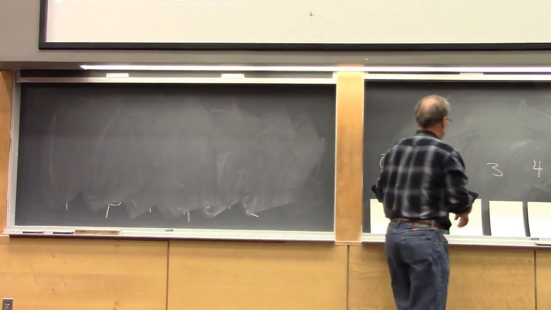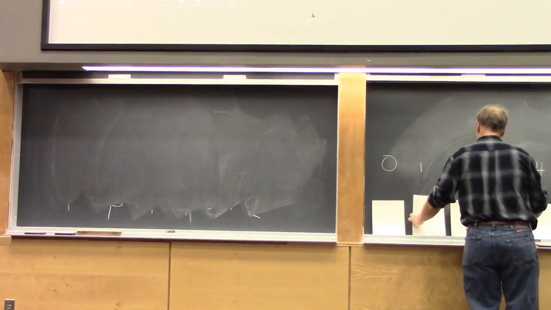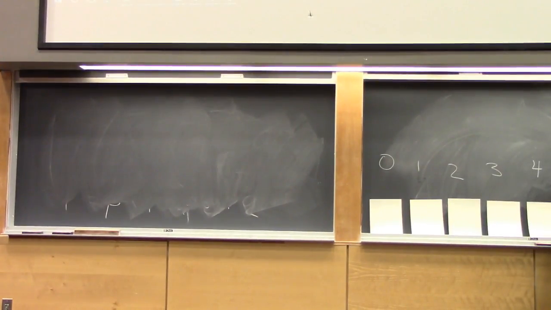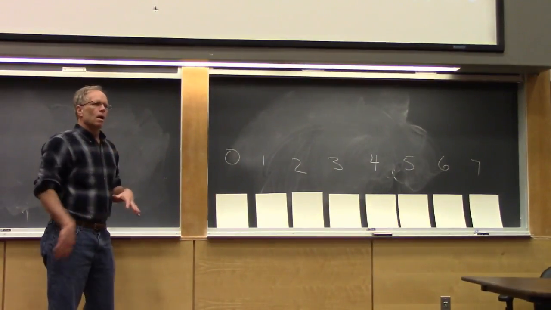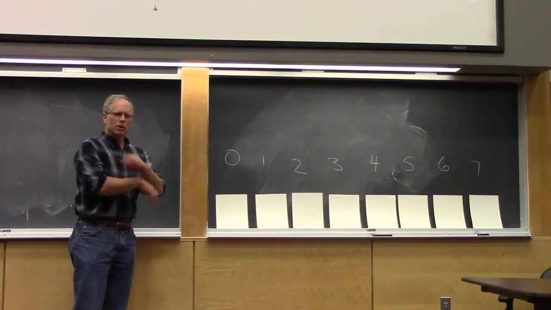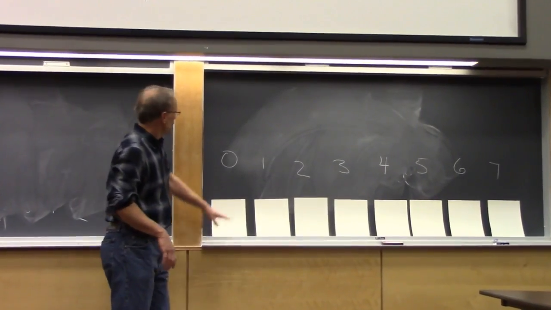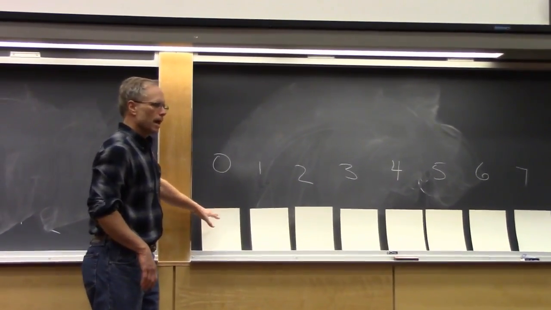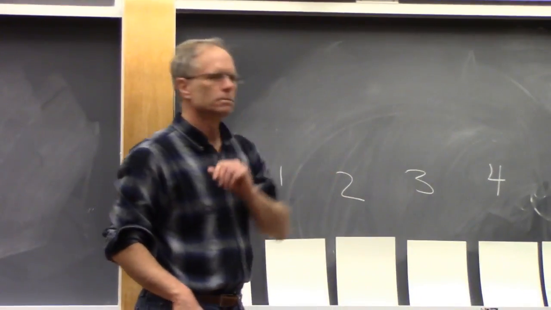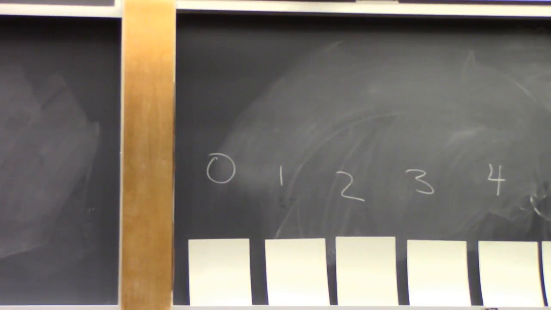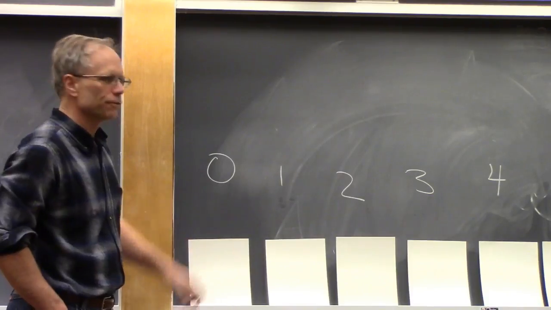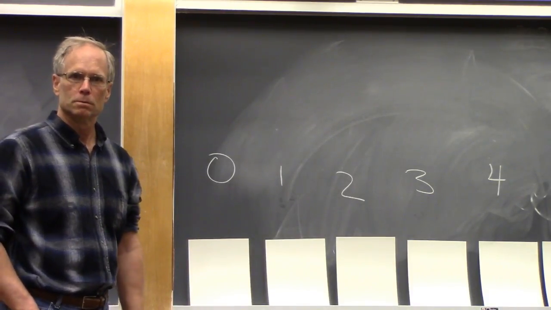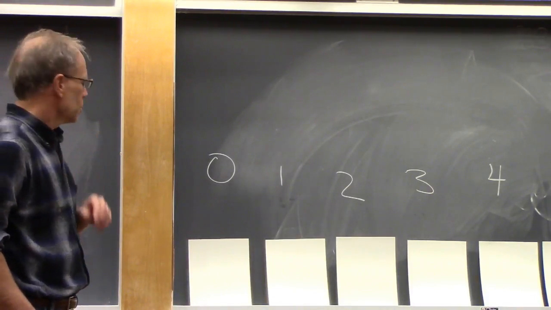Let's try a different one. This is one called selection sort. The idea behind selection sort is we start here and we scan through the entire array looking for the smallest element. And when we find the smallest element, we swap it with whatever was in the first location. Okay? And repeat. So let's try that out.